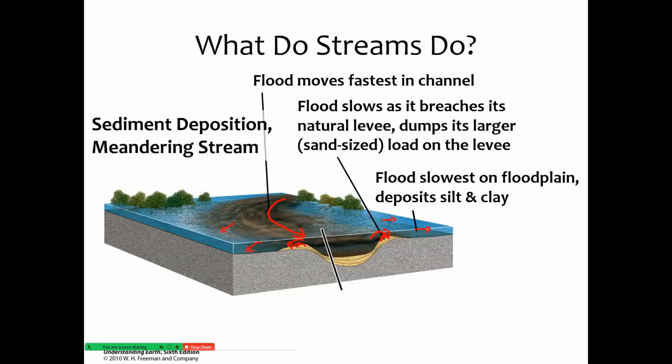across the floodplain nearby. And because it's moving very slowly, it can even leave behind its finest particles like silt and clay. So your floodplain deposits end up being made of this because the flood is moving so slowly while depositing it.